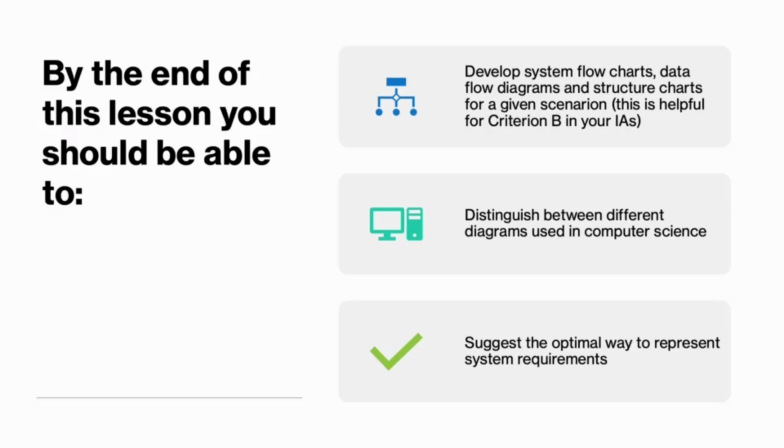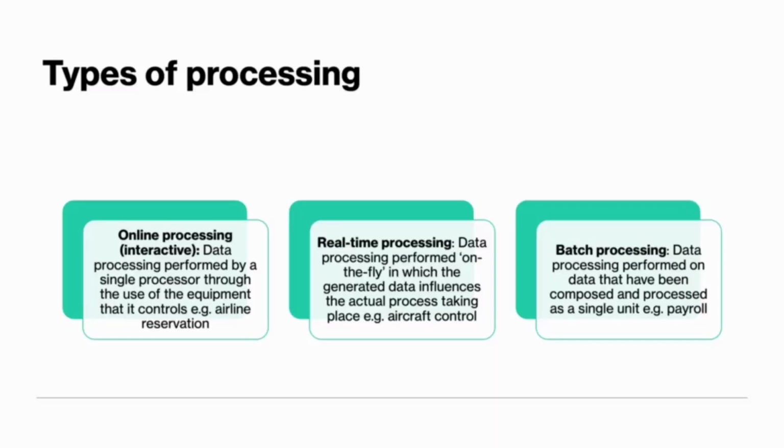You should also be able to distinguish between different diagrams used in computer science and suggest the optimal way to represent system requirements. Before proceeding with the various representations that are used to illustrate system requirements, it is very useful to examine the types of processing on the IB computer science syllabus.